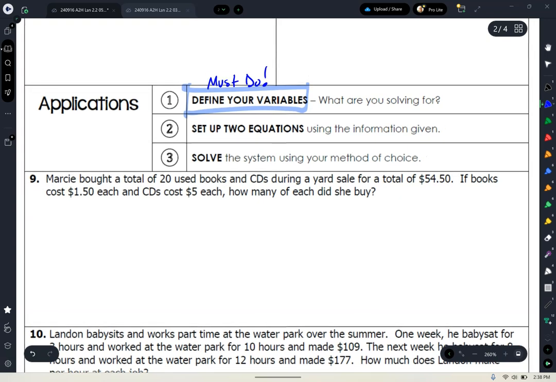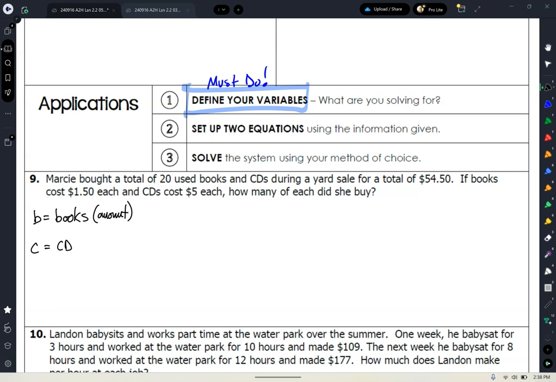Okay, Marcy bought a total of 20 used books and CDs during a yard sale for a total of $54.50. The books cost $1.50 each. The CDs cost $5 each. How many of each did she buy? Okay, let's start by defining our variables. So I'm going to use B for books. And I want to be clear that this is an amount. This is the number of books she bought. And I'm going to use C for CDs. And again, this is an amount, the number of CDs that she bought.